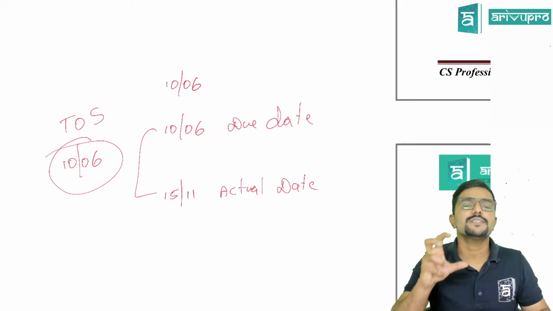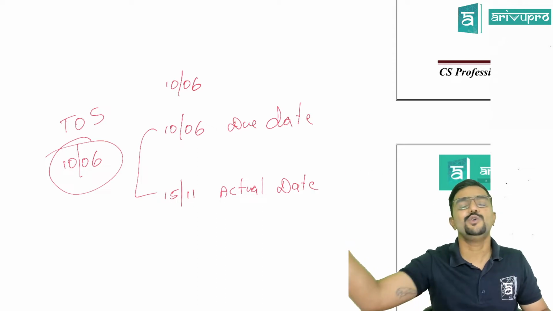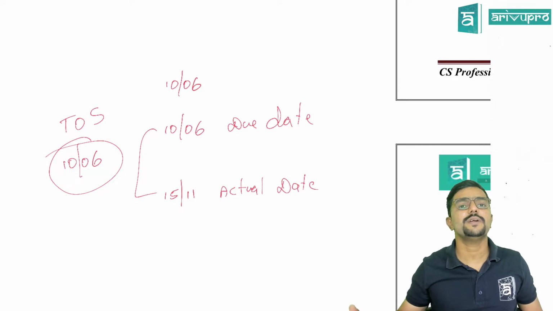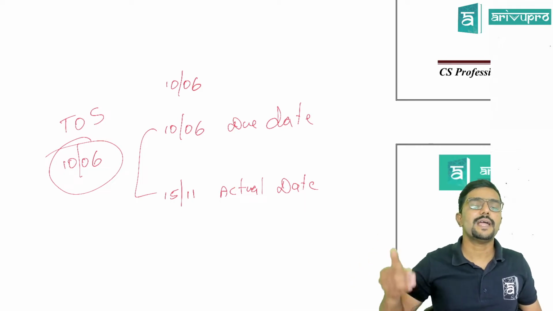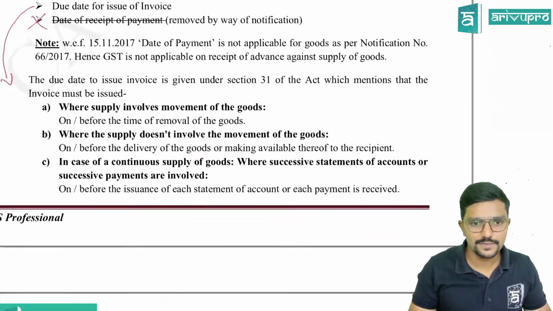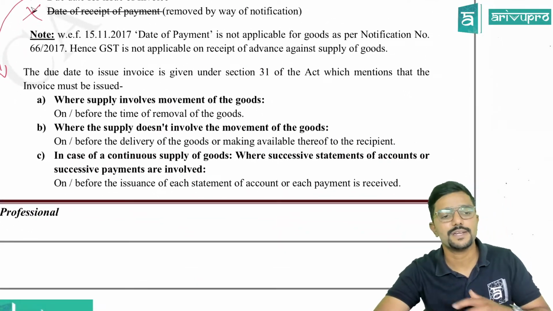That is why the government is not ready for postponement of their tax collections. That is why they have set some time limit. The supplier cannot issue the invoice whenever he wants. There is some time limit which has been set within which he has to issue the invoice, which is given in section 31, guys. Let us go through it.